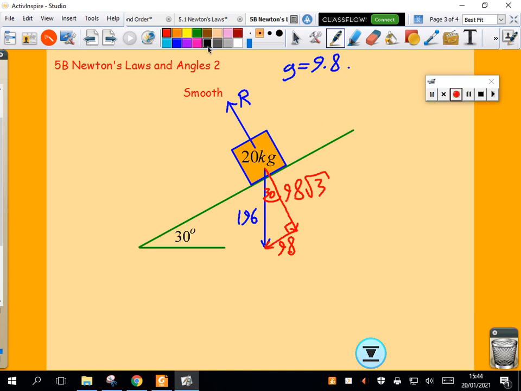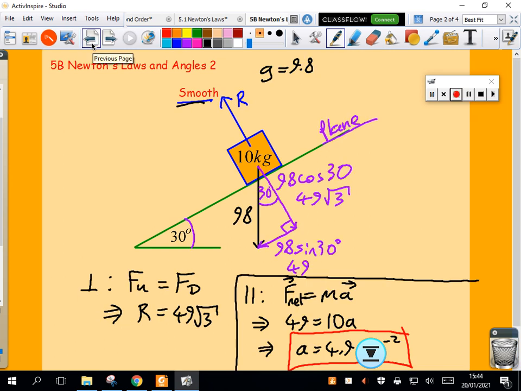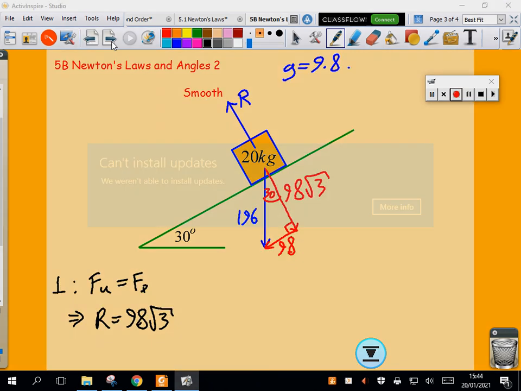Just like we did before, I'm going to look first of all at the perpendicular forces. And again, the forces up are going to equal the forces down, because this particle is going to just slide along this plane. It's not sinking into the plane or rising away from the plane. So we can get that the normal reaction in this case will be 98 root 3. So the normal reaction, what has happened there? It's double the last one, right? It's double the last one.